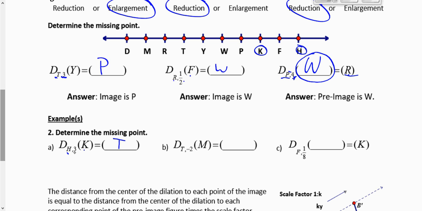So the original distance was 2. Now it's going to be what? 3. 6. You multiply the original distance by 3. So now instead of 2, it's 1, 2, 3, 4, 5, 6. Just T. I got that.